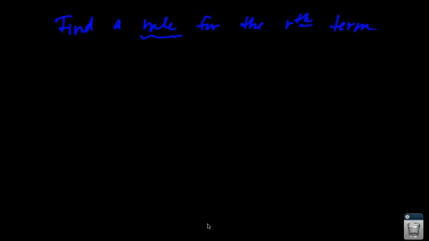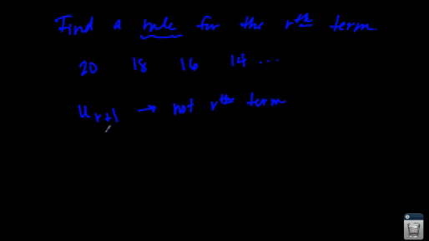Alright, so our last task today was to find a rule for the rth term. Let me give you a sequence. Let's start with 20, 18, 16, 14. So here's the deal. Normally we write a rule that looks like this, and this basically says that we're adding 1 each time. Well, this is not the rth term. This is the r plus 1 term. So what we actually need to do is write a rule for u sub r.